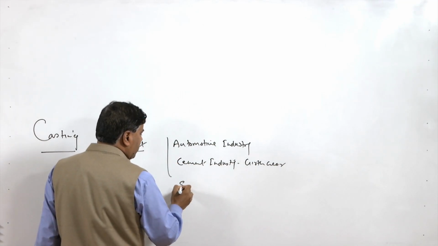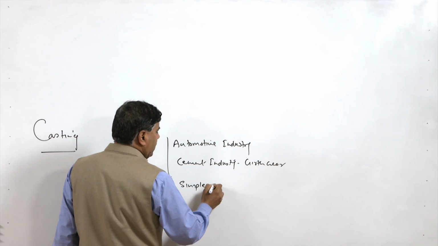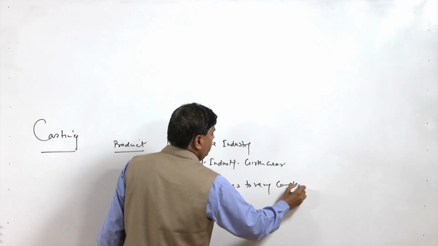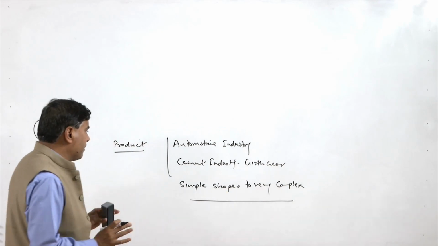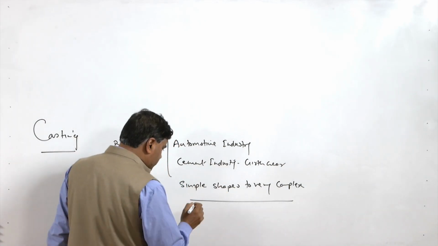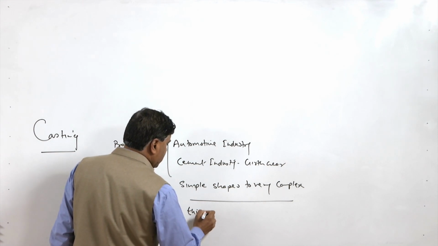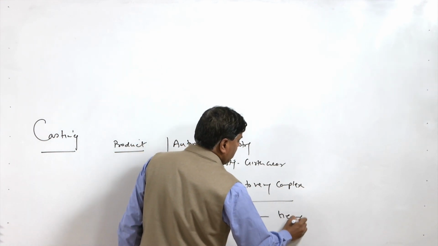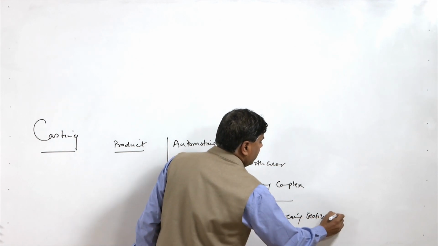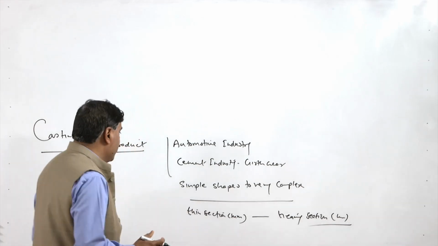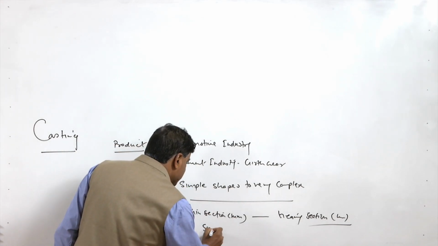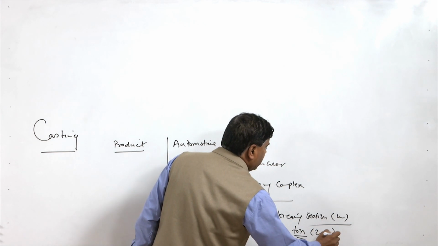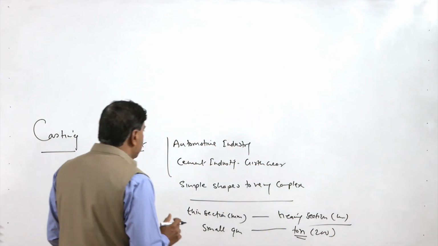These components may be from very simple shapes to very complex shapes. The process is very much capable of making very simple to complex shapes, of very thin sections to very heavy sections, like having sections even in meters. For small size castings of a few grams to a number of tons, maximum up to 200 tons castings also have been made.